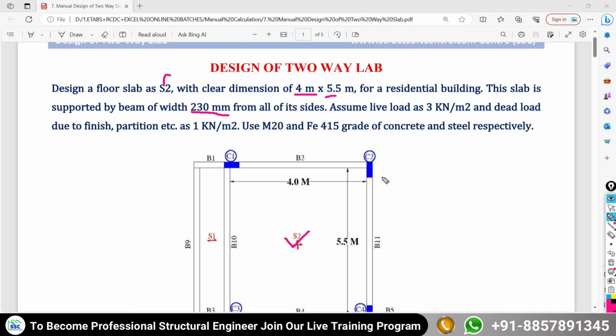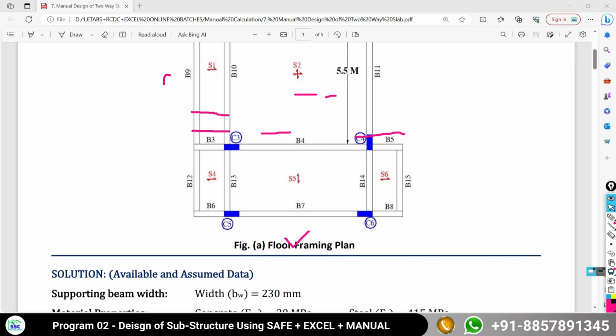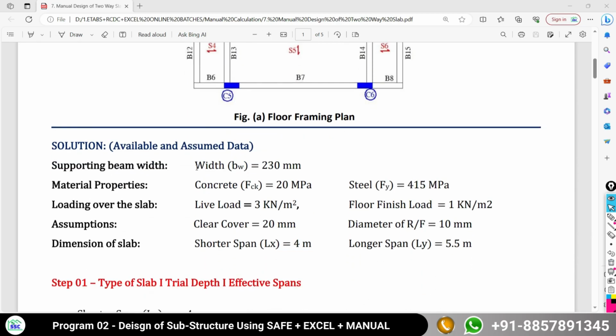We have to assume the live load as 3 kN per meter square and the floor finish load as 1 kN per meter square. The materials we have to use for the design of this particular slab are M20 grade of concrete and Fe415 grade of steel. So very first we have to write all the given data. Supported beam width is 230 mm. The materials are M20 and Fe415 as given in the problem statement.